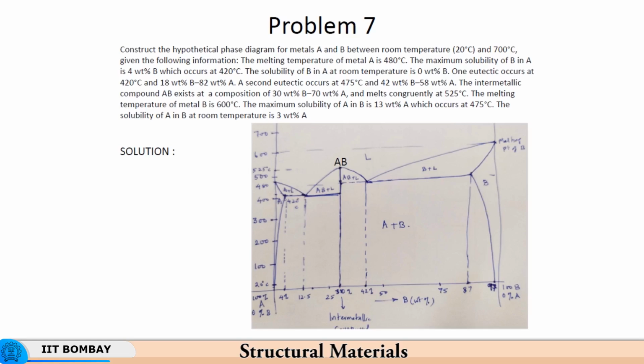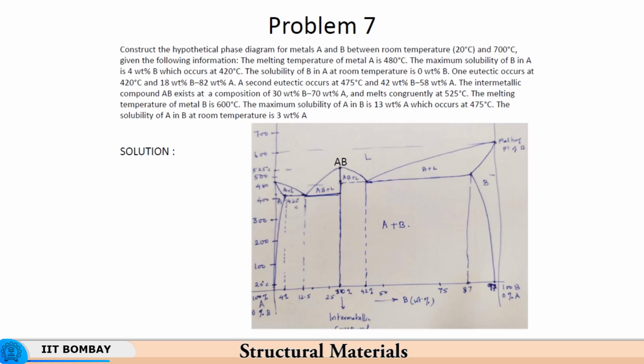Okay. The second eutectic occurs at 475 degrees centigrade, which is higher than the temperature 420, slightly below the melting point of A, right. So, this is the second eutectic that occurs over here, and the chemical composition there is 42% B and 58% A. So, here you have 42% B.